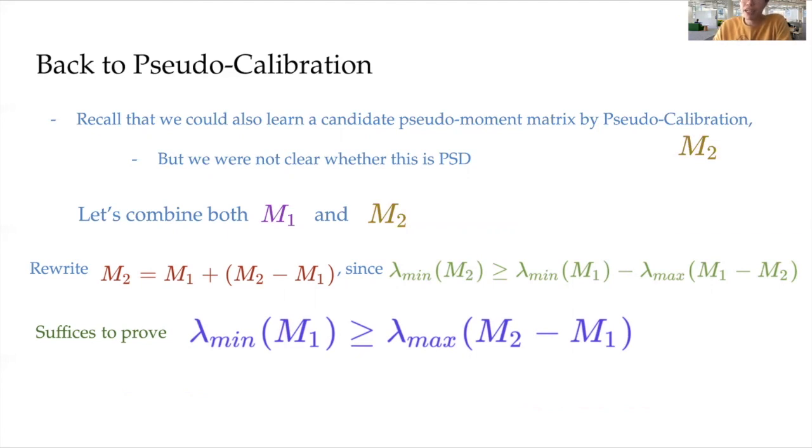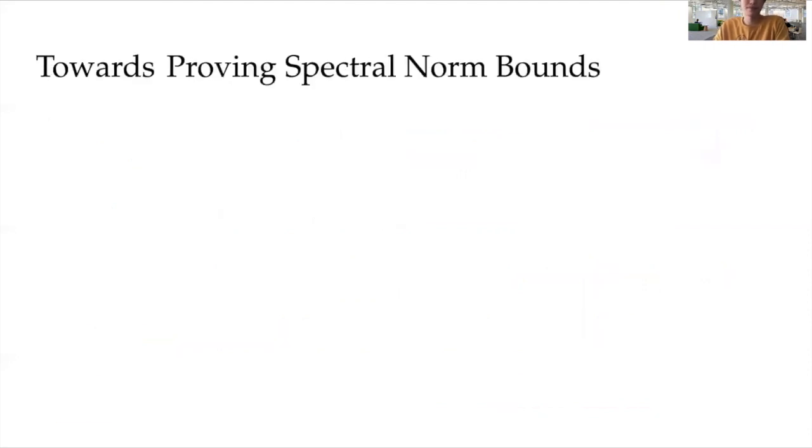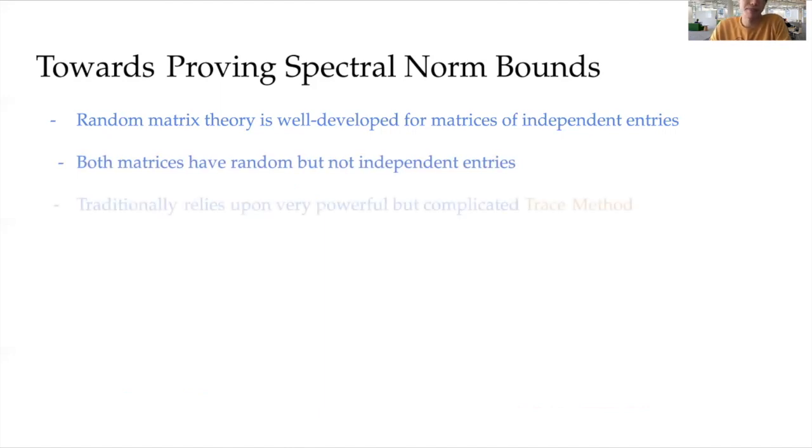Therefore, to prove an SOS lower bound, everything boils down to proving spectral norm bounds for matrices of random but not IID entries. Okay, but what kinds of techniques do we know to prove spectral norm bounds for these random matrices? We know that random matrix theory is well developed for matrices of independent entries. However, the matrices we look at here are random, but they don't have independent entries. To bound the spectral norm of this type of matrices, people usually rely upon the powerful but complicated trace method.